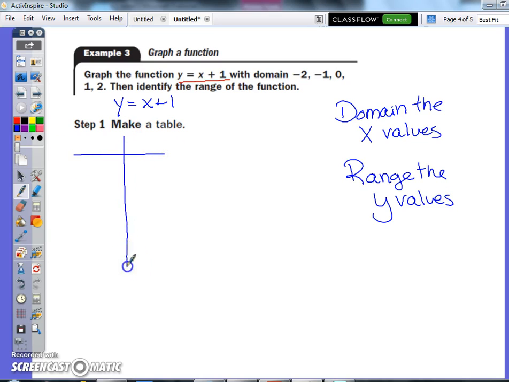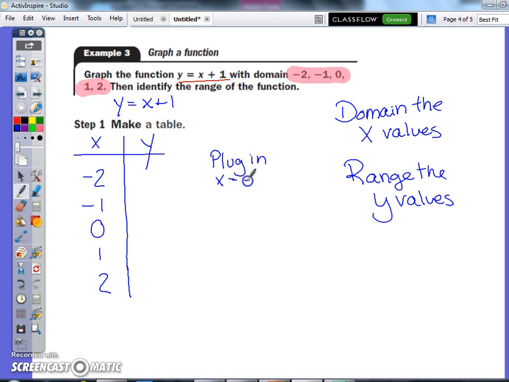So we're going to set up a little x and y chart. Make a table. What x is, we have to find y. And they gave me what x is. Here is what x is, right here. And we're going to put it straight down on the x line. So, -2, -1, 0, 1, and 2. And then they want to know what y is. And you simply plug in. So this is us plugging in. And we're going to plug in 5 times.